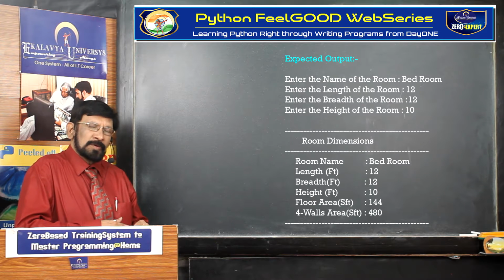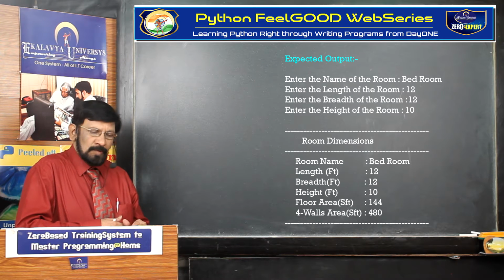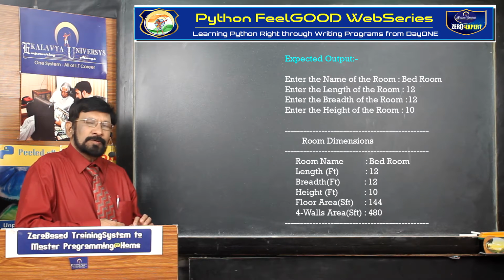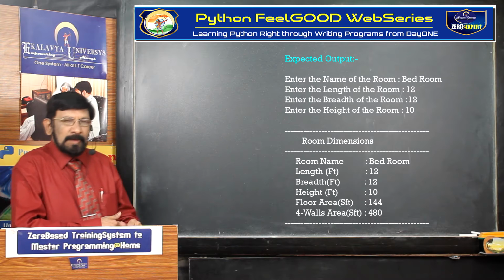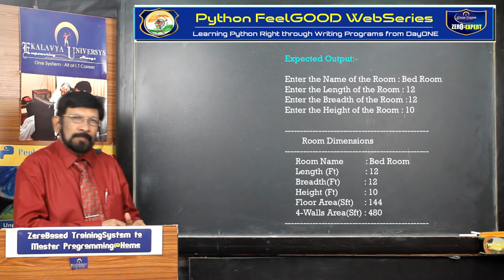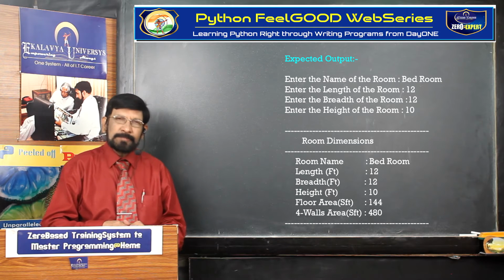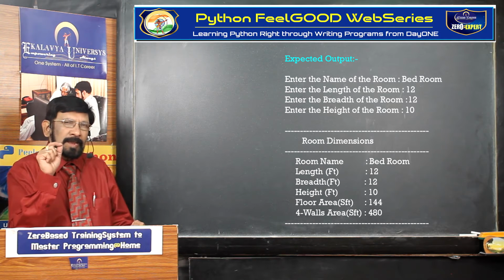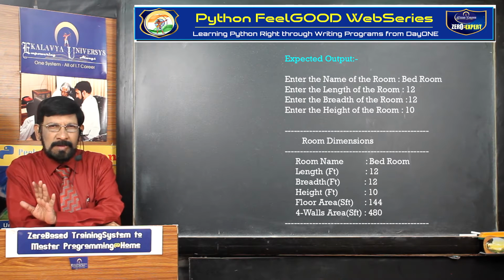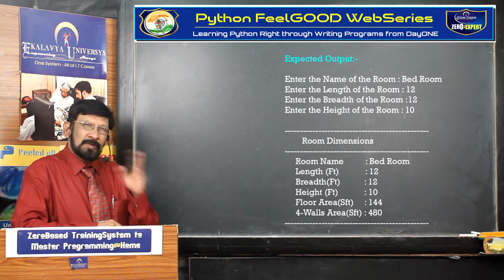In your schooling itself, you learned the formula. However, no worry. The floor area formula is length into breadth. Length into breadth. The four walls area formula is 2 into height into (length plus breadth). Simply 2h into (L plus B). This is the formula. However, if you do not know, if you forget, don't worry.